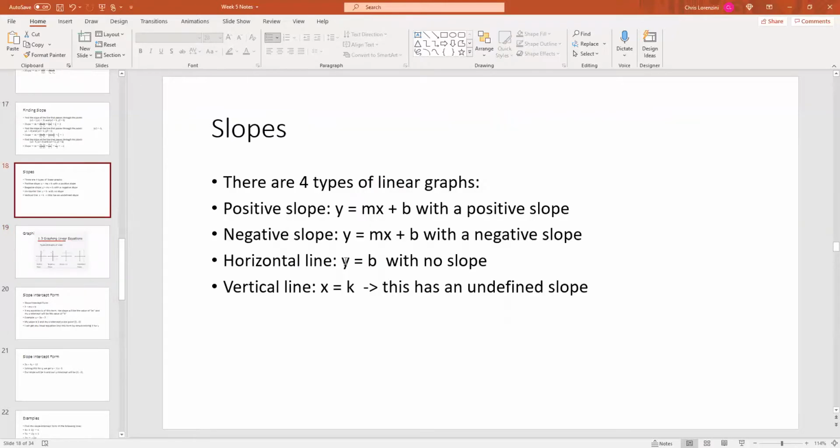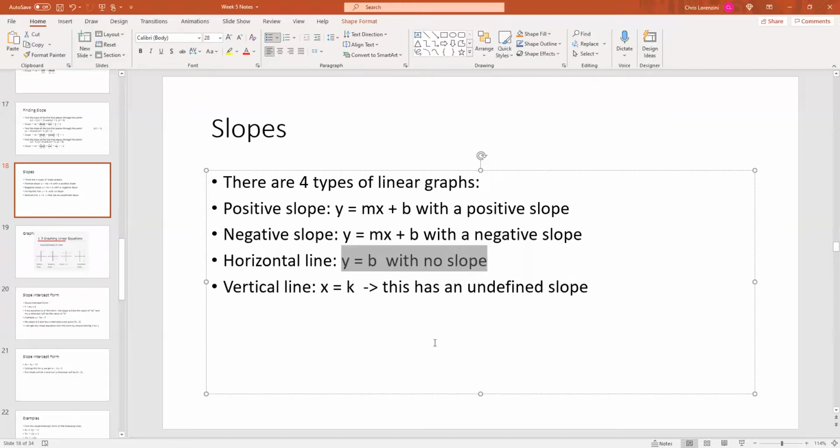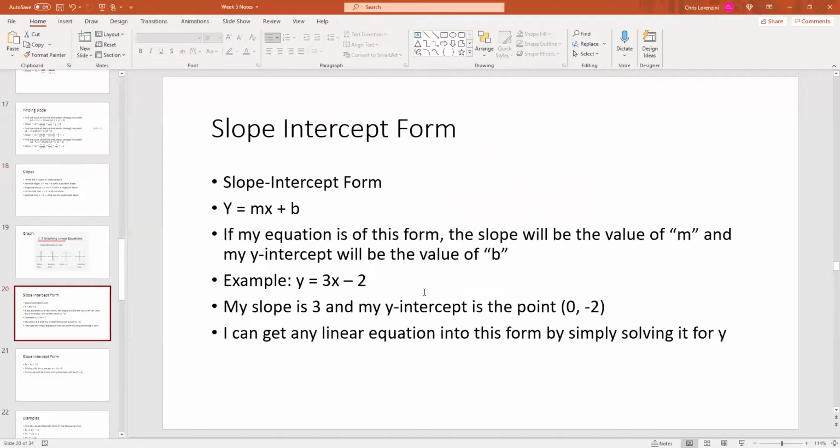So for a horizontal line, the equation will look like y is equal to b, because my slope is 0, right? So this breaks down into y equals b. That is a horizontal line, no slope. A vertical line follows the equation x is equal to some constant value k, and there is an undefined slope here. We can't quantify it.